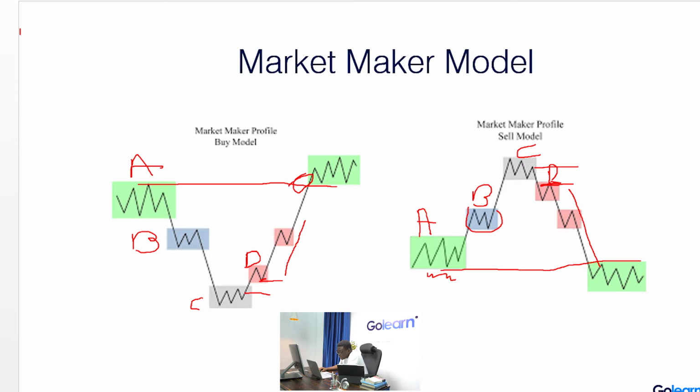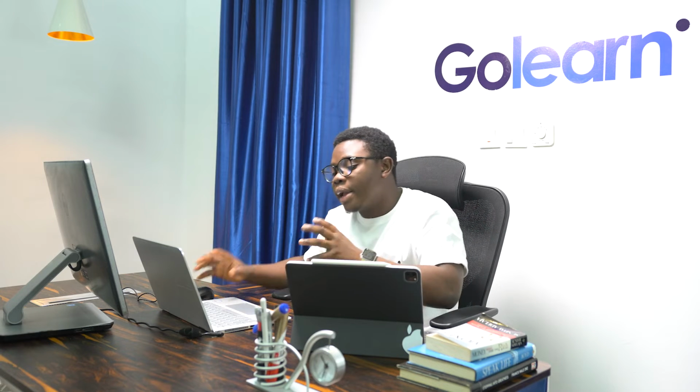Now, a market maker buy model will start from a consolidation. I want you to take note of this line that I'm going to be drawing. That is where the market maker buy model starts, and that is where liquidity lies. So the market starts with a consolidation up there. The market is trapped within the range, buys and sells being accumulated there, and then the market goes bearish, goes lower, drops.